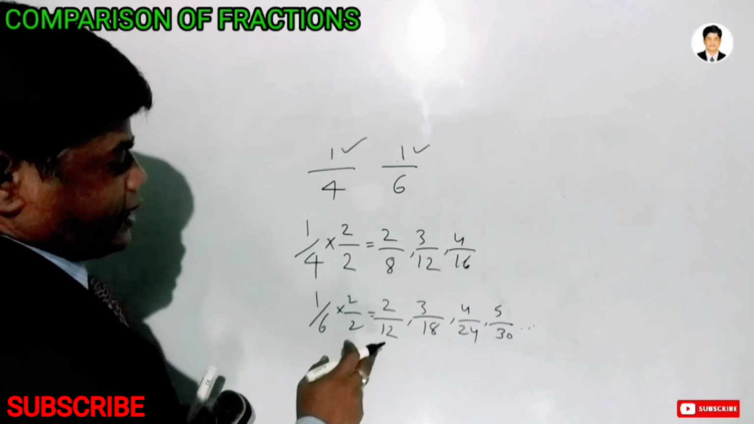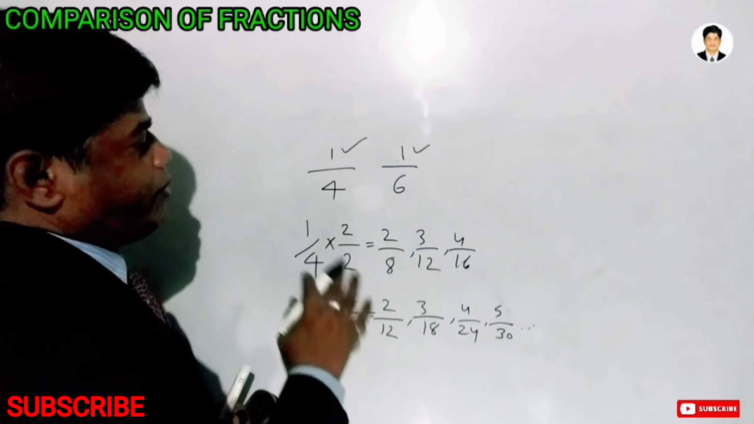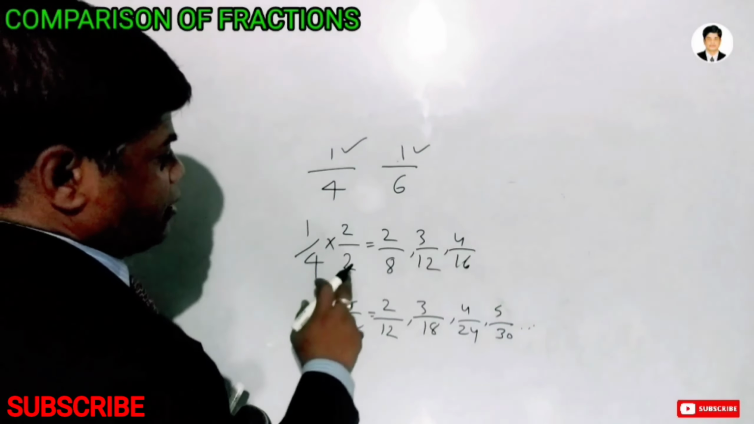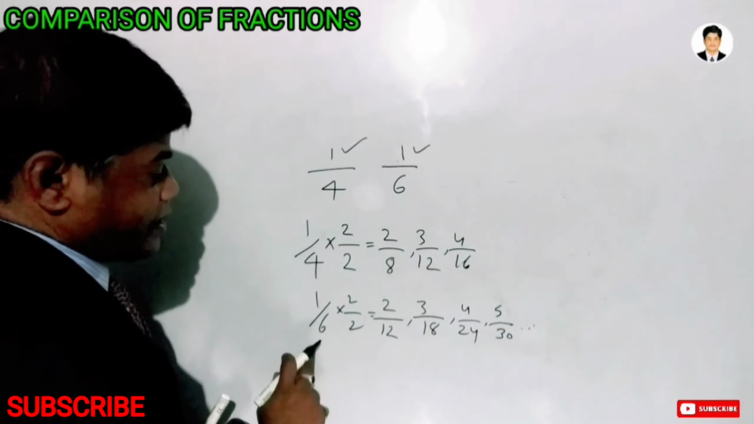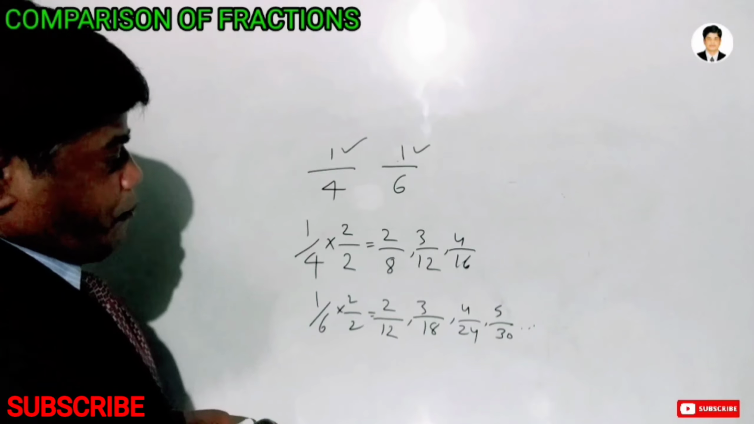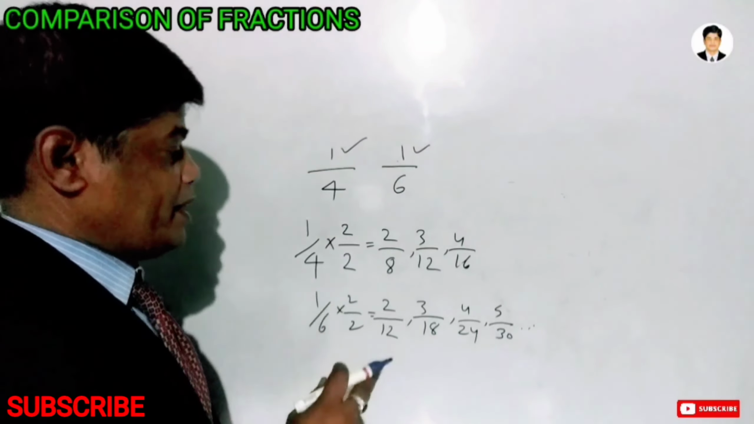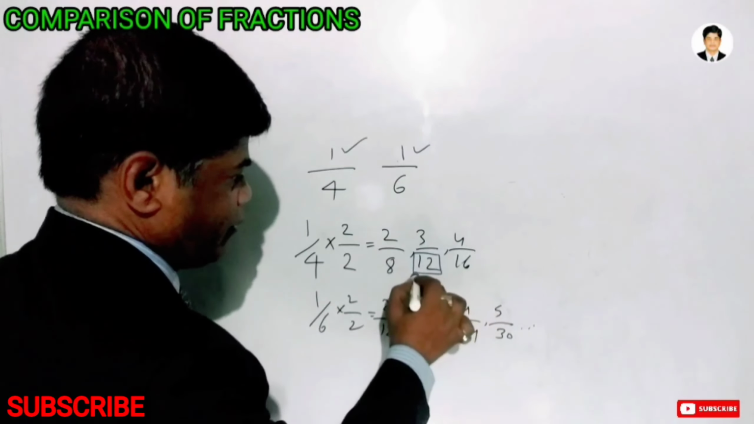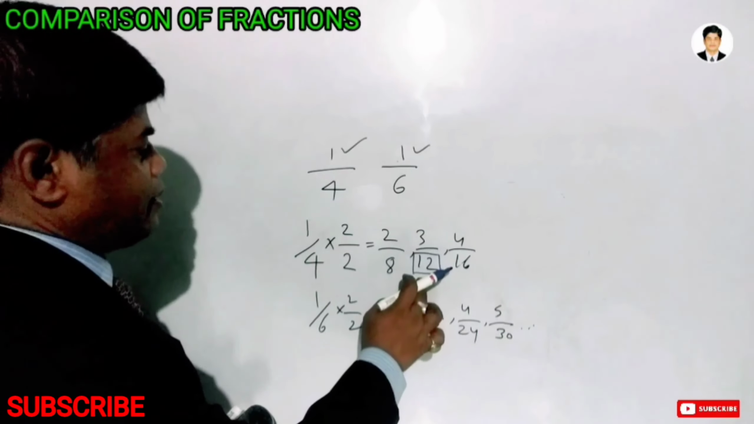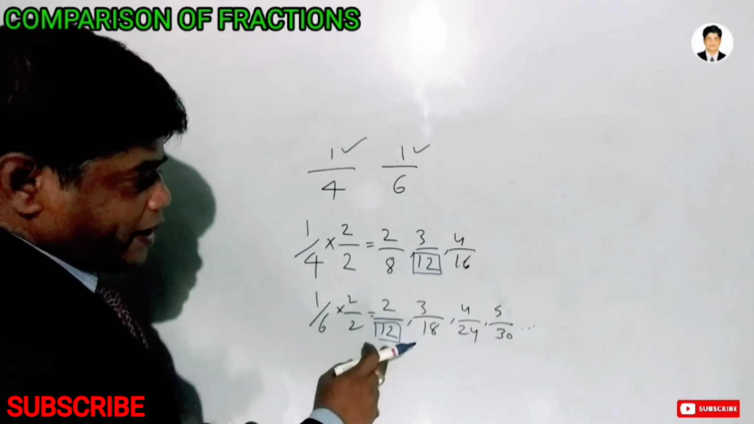Now what we want is that the denominators of both should be the same. For 1 by 4, these are the equivalent fractions. For 1 by 6, these are the equivalent fractions. Now check in both cases which fraction has the same denominator. See, here 12 is there, here also 12 is there. For 1 by 4, 3 by 12 is the equivalent fraction having 12. For 1 by 6, 2 by 12 is the equivalent fraction, and 12 is there.